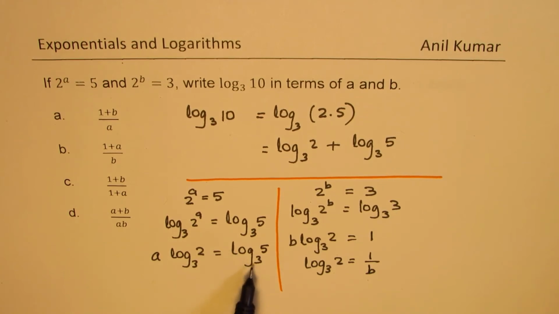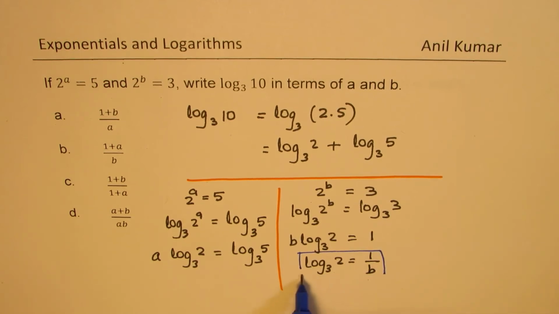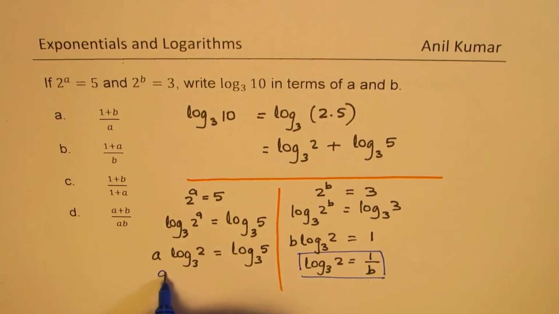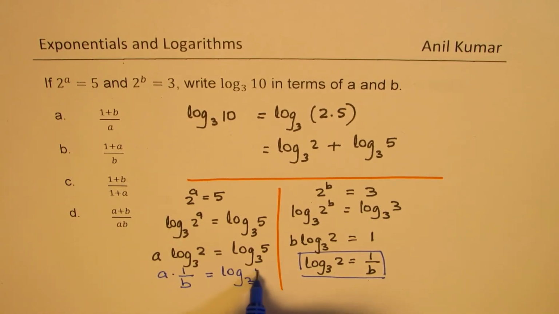And on this side, log to the base 3 of 5, we get a times log to the base 3 of 2, which is 1 over b, right? So we could use this here. Since we know 1 over b is log to the base 3 of 2, we could substitute this in here. So we get a times 1 over b equals log to the base 3 of 5. Is that clear to you? Correct? So we have got log to the base 3 of 5 in terms of a and b.